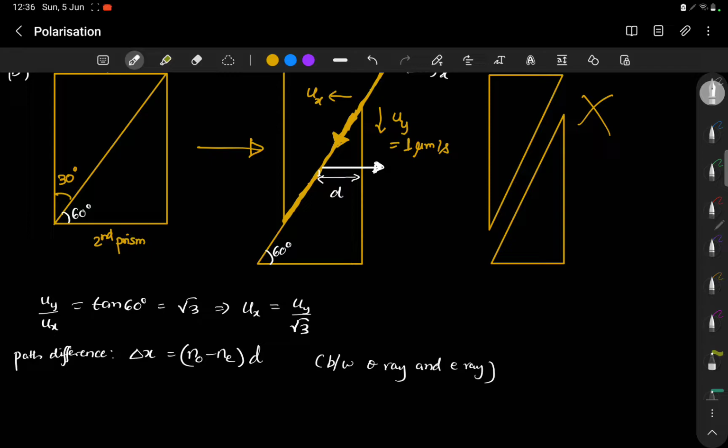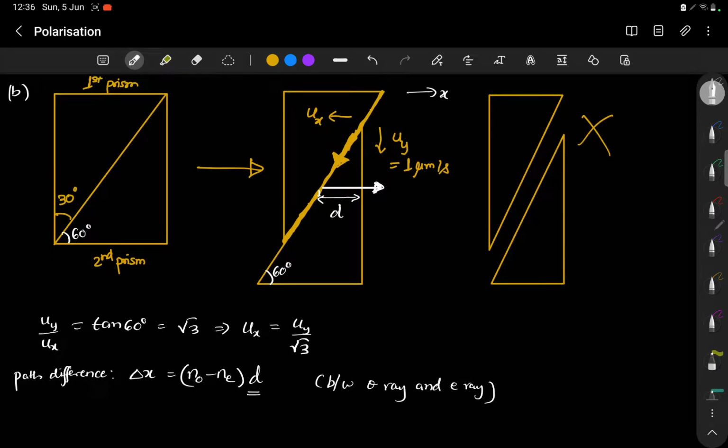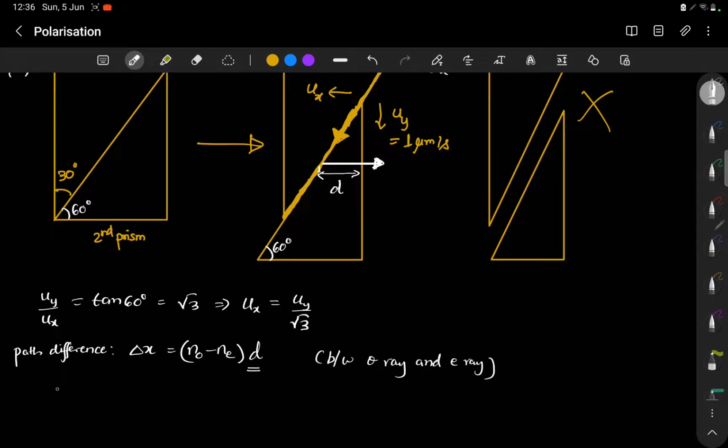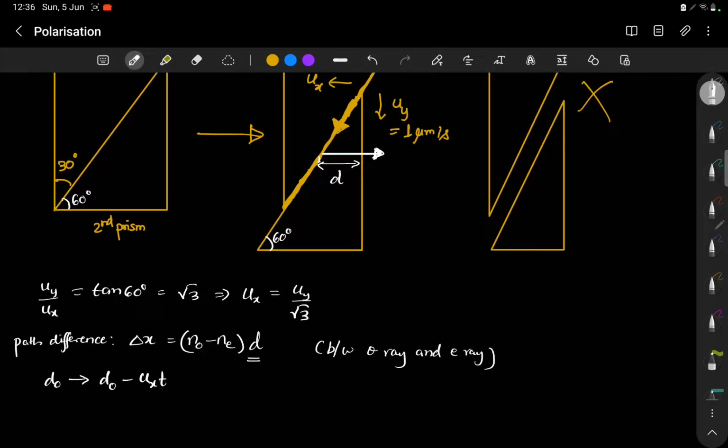Now this path traveled inside the second prism, this D will be a function of time because the second prism is sliding downwards. So this D will change as a function of time. It will reduce with time, so to say. So let us say initially if we had a distance D naught, then after certain time T, it will become D naught minus Ux times T. This is the distance that the rays will travel after a certain time T.